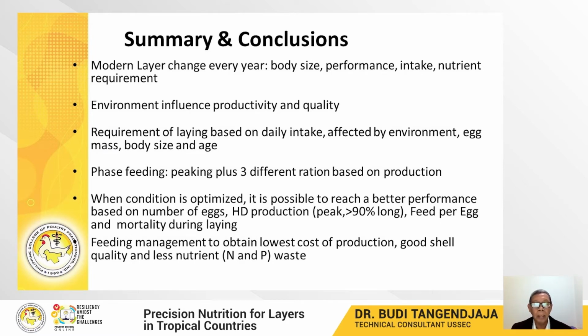at least probably 3 different rations if possible. Don't give only one single ration through the production cycle, but I prefer at least you provide 3 different rations, if possible 5. So when conditions are optimized, it is possible to reach better performance, especially with the number of eggs, hen-day production, and also feed conversion ratio, which means how much feed to get 1 piece of egg. You have to calculate properly because this is affecting the profitability of the laying.